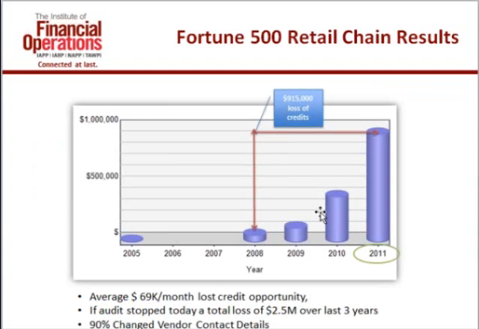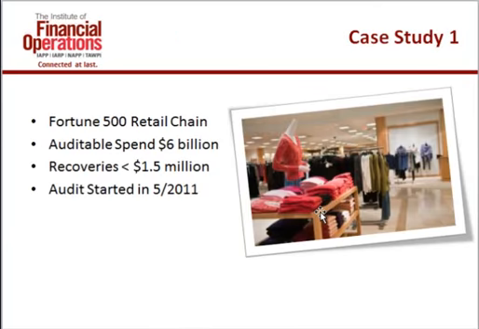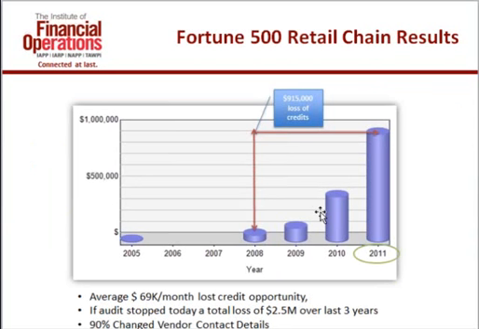Yeah, that's true. So, okay, auditable spend, $6 billion, recovery just under $1.5 million. Now, you want to go back. This was started in May of 2011, okay? Most of the recoveries were in 2011, and you can see almost double for what were in 2010. What happened? Did this organization suddenly get bad?